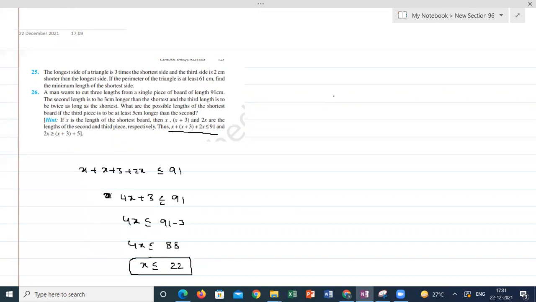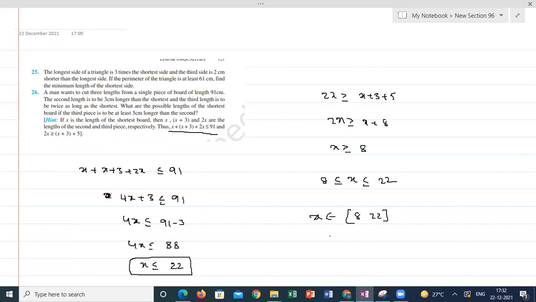Taking the second, 2x is greater than or equal to x plus 3 plus 5, which is x plus 8. So x is greater than or equal to 8. That means 8 is less than or equal to x, which is less than or equal to 22. So x belongs to the closed interval [8, 22], the possible length of the shortest side. What is the conclusion on the answer?